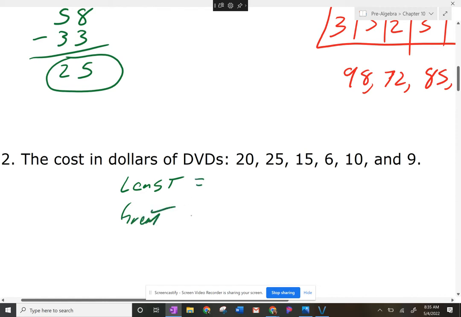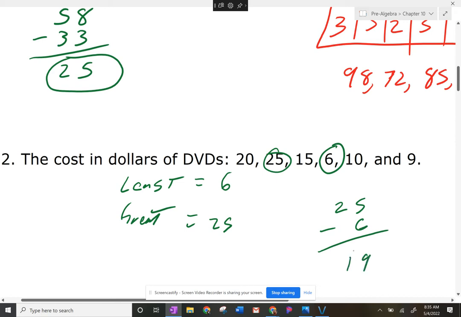I'm going to do least, and my greatest number. What's my smallest number for all those? 6. Okay, my smallest one is 6. What's my biggest number for those? To find my range, I'm going to do what? Subtract 25 minus 6. I'm left with 19. So my range is 19. Feeling pretty good on that, on the range?